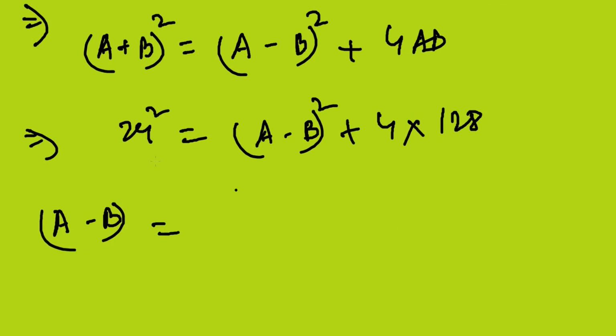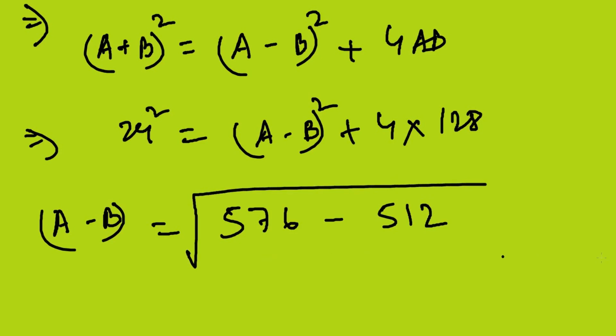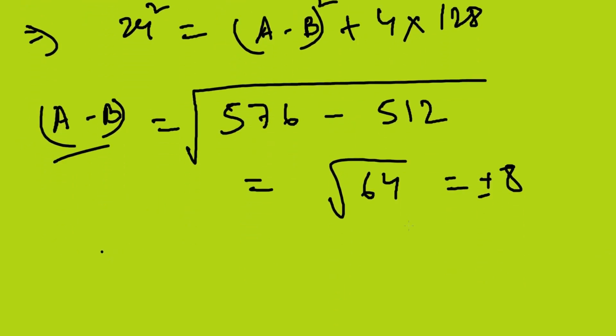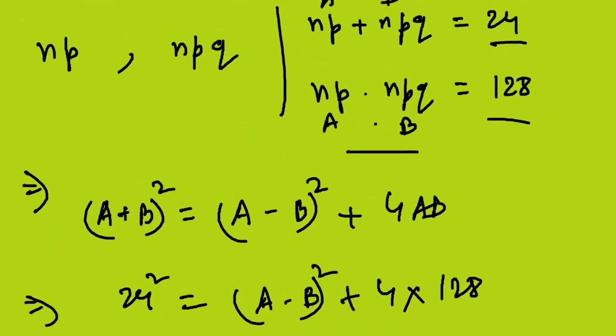A minus b becomes, so what is 24 whole square? 576. And what is this 4 into 128? This will be simply 512, and I have to take the square root of this entire thing. So what will this be? This will be simply 64, so root 64 is simply 8. But because I have taken root, this can be plus minus 8. So I know the value of a minus b. I know the value of a plus b.